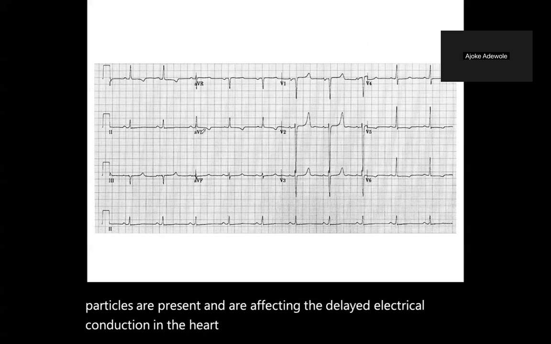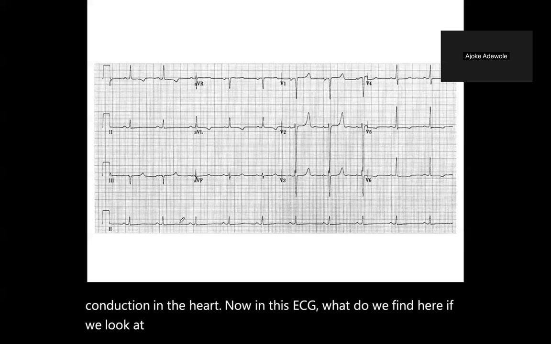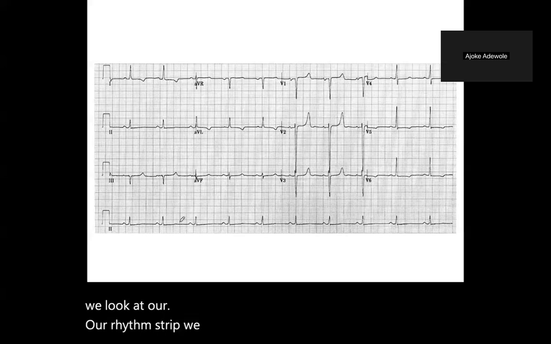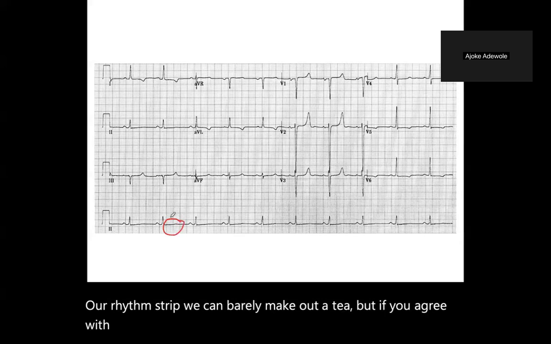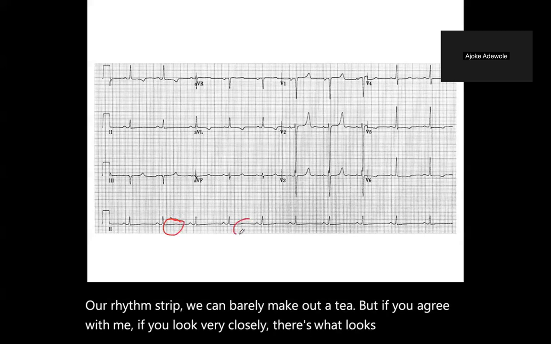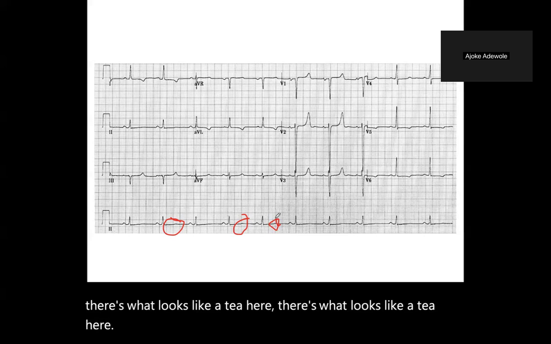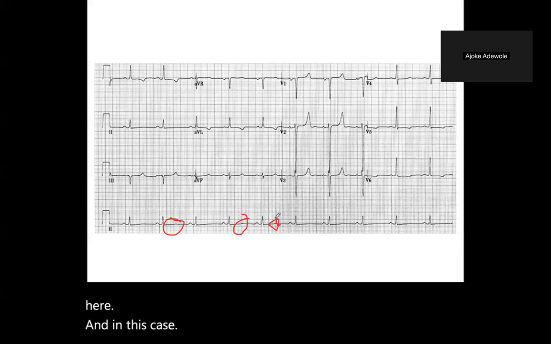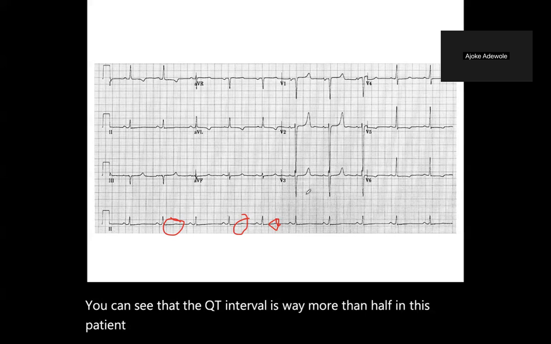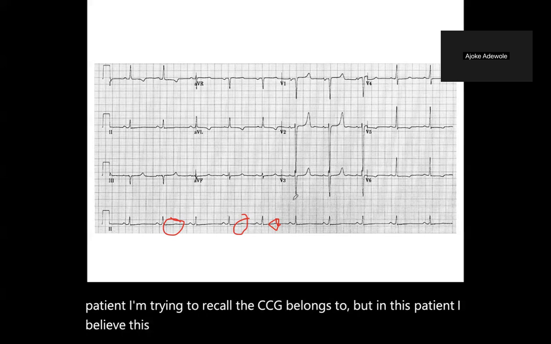Now, in this ECG, what do we find here? If we look at our rhythm strip, we can barely make out a T. But if you look very closely, there's what looks like a T here, there's what looks like a T here, there's what looks like a T here. And in this case, you can see that the QT interval is way more than half. In this patient, I'm trying to recall who this ECG belongs to, but I believe this is one of the patients that had a calcium of about 1.2.